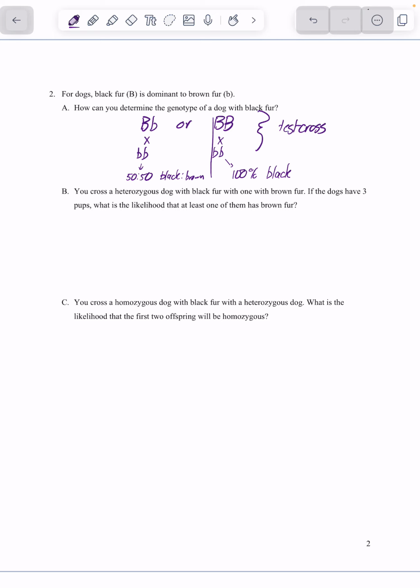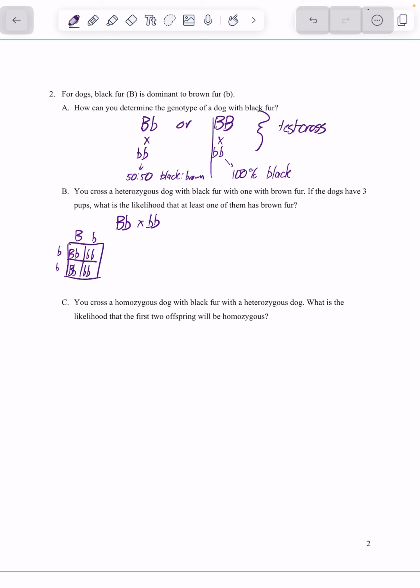You cross a heterozygous dog with black fur with one with brown fur. If the dogs have 3 pups, what's the likelihood that at least one of them has brown fur? A heterozygous dog with black fur is going to be this. With brown fur, it's a recessive allele. Let's do this first. Let's do our cross. So that at least one of them has brown fur.